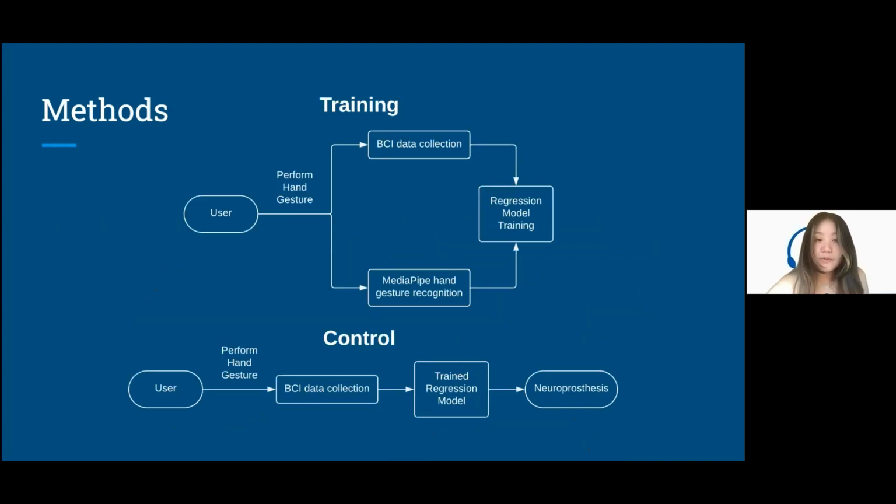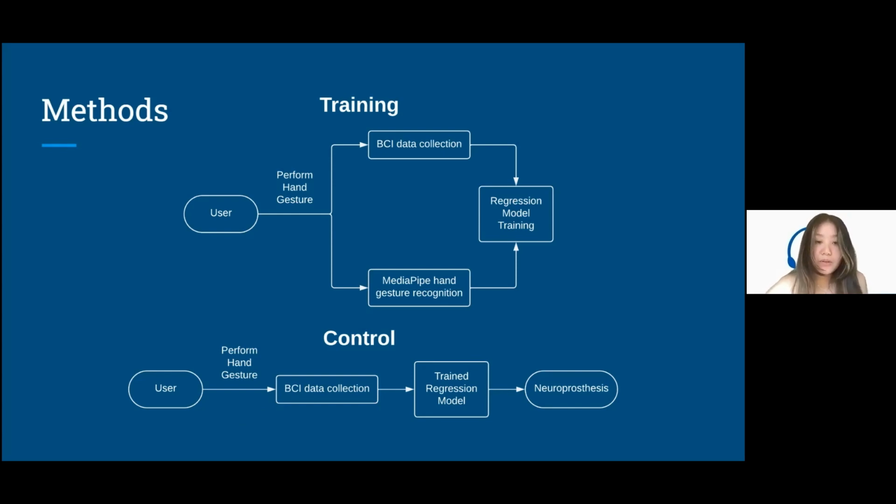This slide shows flowcharts of how we train and plan to implement our system for intuitive continuous neural prosthesis control. In training, the user performs hand gestures, aka contracting their fingers, which are then recorded both with the BCI device, which is a Myo EMG armband, and with MediaPipe hand gesture recognition. Using the EMG data as an independent variable and the MediaPipe recorded finger angles as a dependent variable, we can train a regression algorithm to decode EMG signals into finger angles.